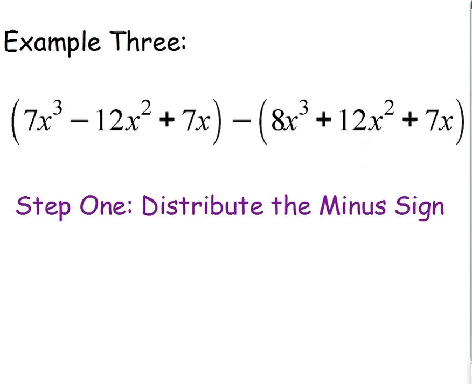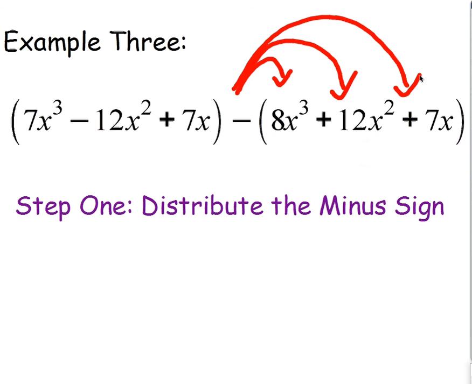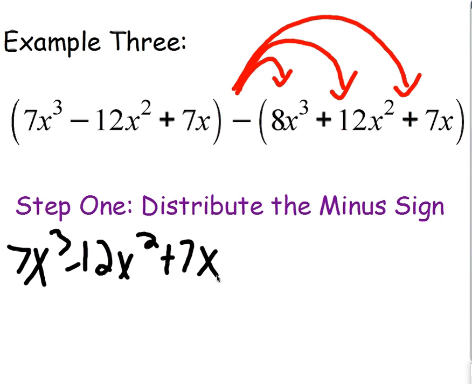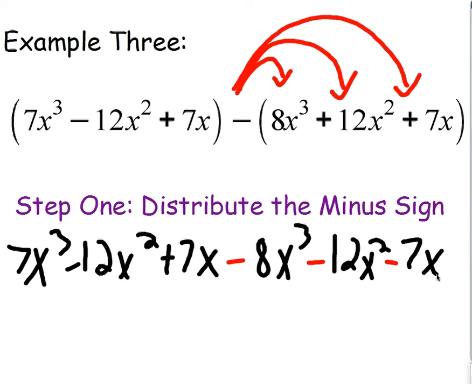We have 7x cubed minus 12x squared plus 7x, minus 8x cubed plus 12x squared plus 7x. This one's actually going to be kind of easier because there's no minuses for the second one. And yes, you can write minus plus. I think I'm going to run out of space though if I do this. So for this one, everything's just going to turn to minus. It's going to be minus 8x cubed, minus 12x squared, minus 7x. Okay? So no double negatives for this one.